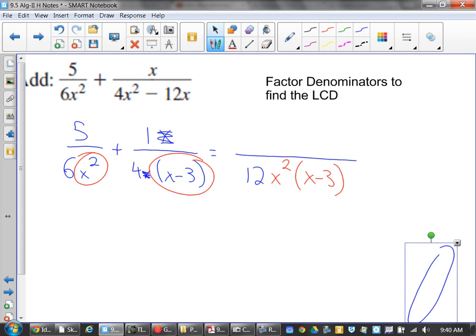So the fraction on the left, we need to turn the 6 into a 12. What do you have to multiply it by? 2. So I have to multiply the top and the bottom by 2. Still a factor of 1. You okay with that? Does it already have an x squared? Yes. So I don't have to worry about that. But what does it need? It needs an x minus 3.